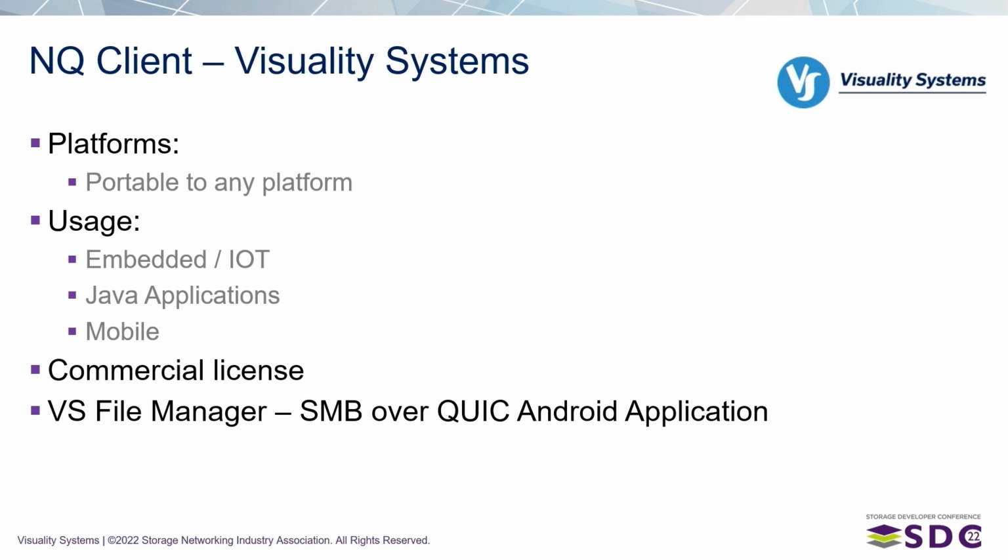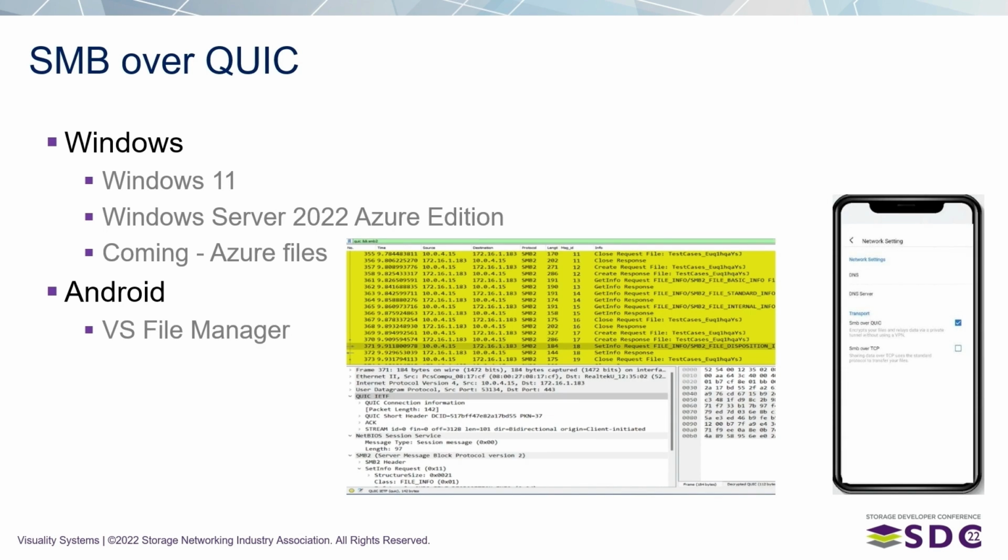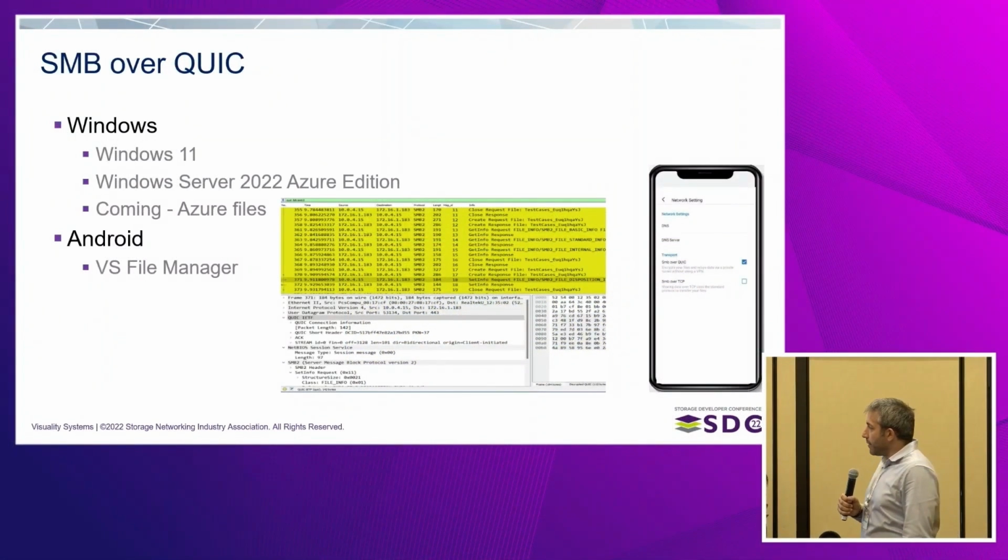And one more thing that we will present here is the Visuality Systems Android file manager, a new file manager that supports SMB QUIC. And I will explain about SMB QUIC now for those of you who are not familiar with that. SMB over QUIC is an entirely new protocol. It's an alternative to TCP. It comes with a built-in TLS 1.3 encrypted VPN and allows connectivity from Windows and, as I mentioned, Android to access data over the internet. It was introduced in Windows 11 and with Windows Server 2022 Azure Edition. Also, Azure Files is working on their implementation, which hopefully will come soon, and through Android, through the VS File Manager application.